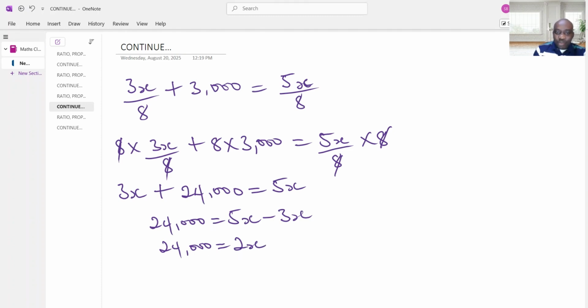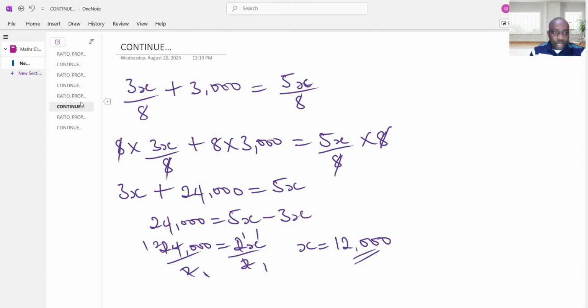Divide both sides by the coefficient of x, which is 2. 2 here, 1; 2 here, 1. 2 in 24,000 gives 12,000. What do we have left? We have 12,000. Our x is 12,000. This is the total profit the company shares.